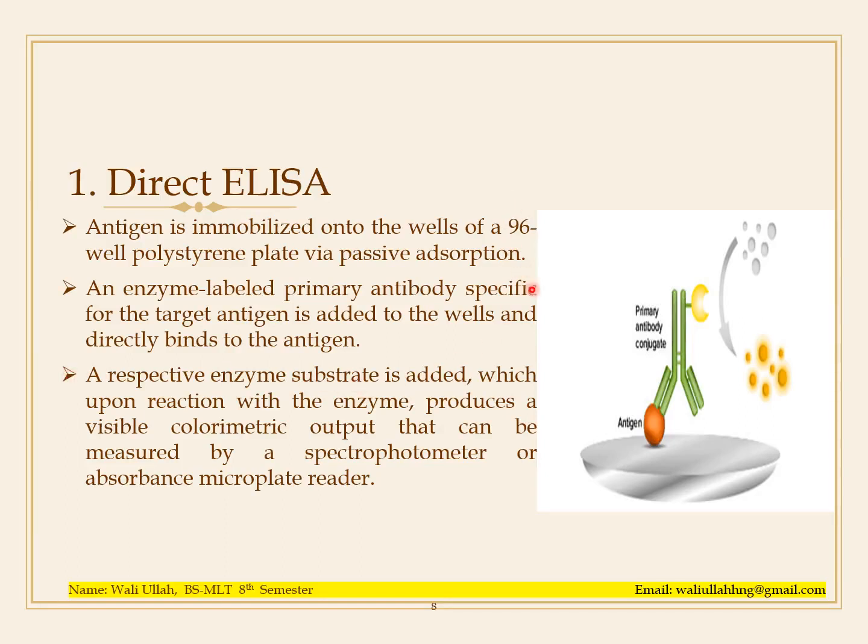This is the diagram in which ELISA procedure is shown. This is the polystyrene plate. First antigen is immobilized on the polystyrene plate. Then primary antibody conjugated with enzyme is added which binds with antigen. Then substrate is added which is converted by the enzyme into a color product. And this color product is then detected by spectrophotometer which gives the result of ELISA.